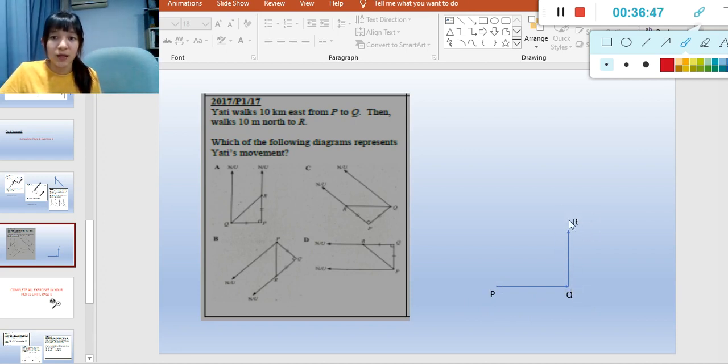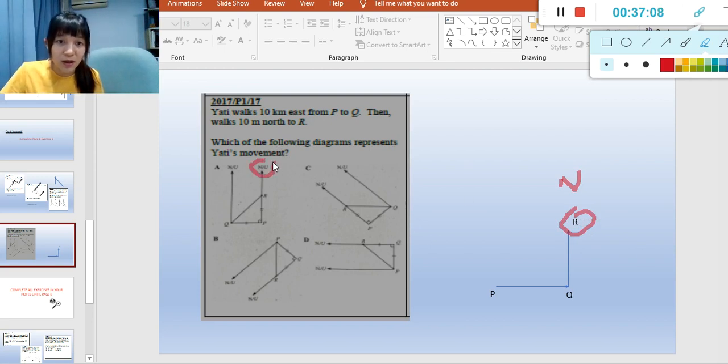R. Right? So, can I ask you where is your north line? I already told you this is north, right? This is also north line. North line is pointing upwards. R is your north. So, which of the following represents Yati's movement? Can we see which one is correct? If this is your N or U, U means Utara, north here. If it's pointing up towards north, the alphabet must be correct. It must be PQR. This is QPR, wrong.